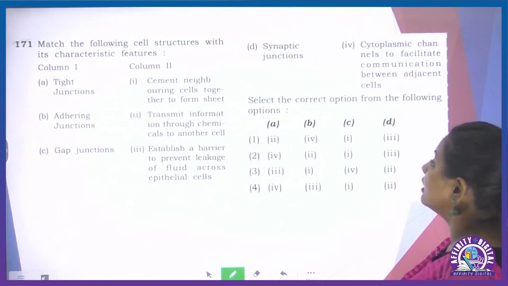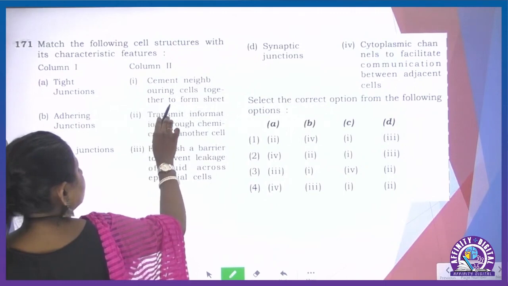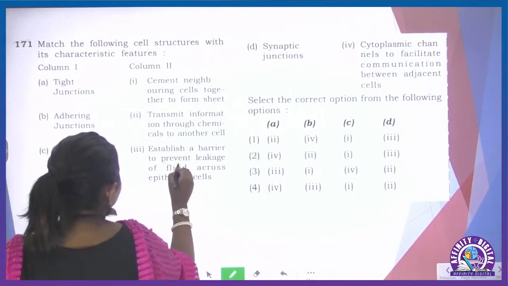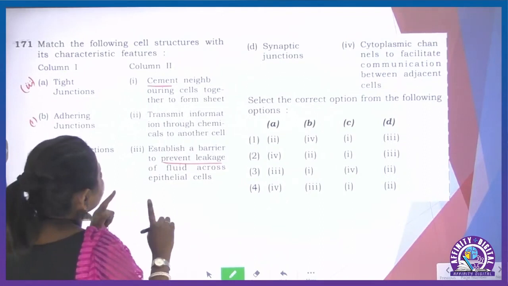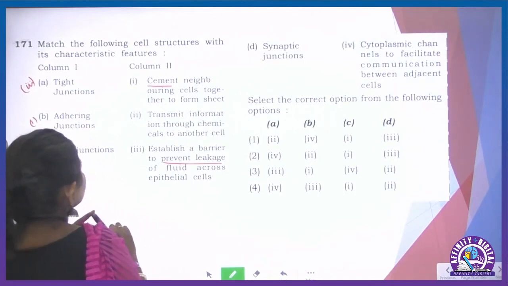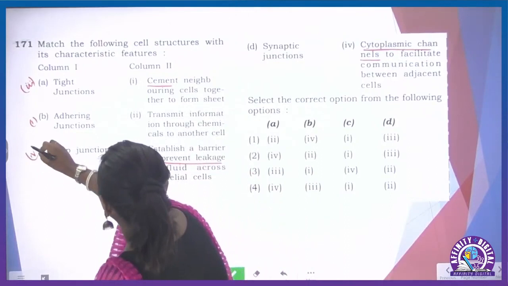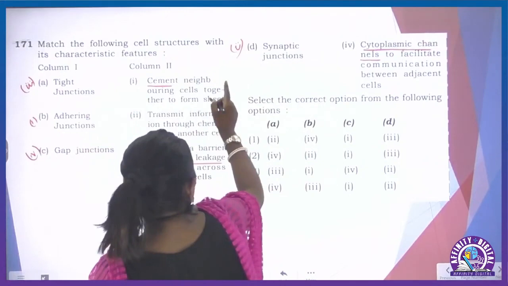Here is again, match the following. So tight junction will help in preventing leakage. That is 3. Adhering junction will cement. Gap junction will help in communication, that is cytoplasmic channel to facilitate cytoplasmic communication. That is the gap junction, that will be 4. And lastly, synaptic junction, of course, will help in the transmission of the impulse. So it will be 3, 1, 4, 2. So the third option is the correct one.